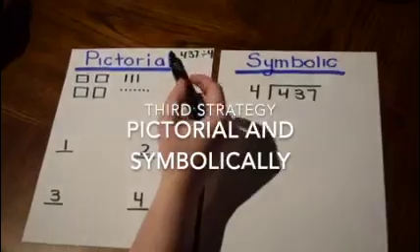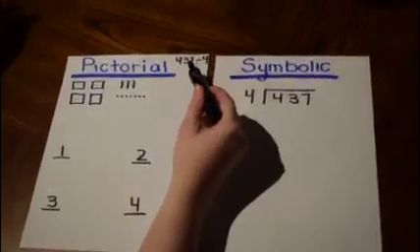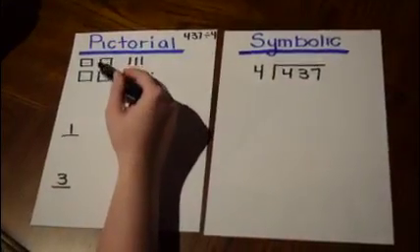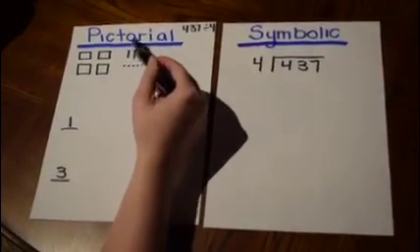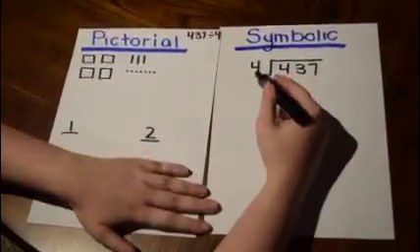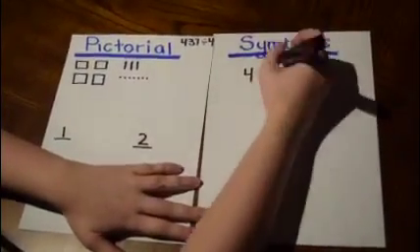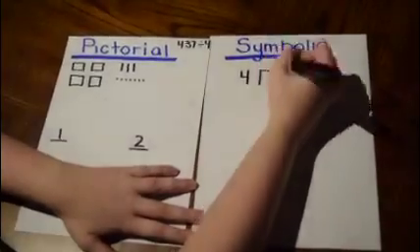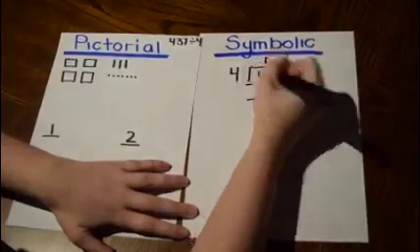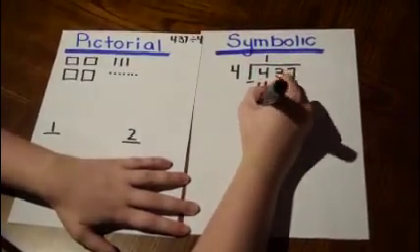So today we're going to solve 437 divided by 4 both pictorially and symbolically. I have 4 hundreds, I have 3 tens, and I have 7 ones. First, I'm going to see how many times 4 goes into 4. 4 goes into 4 one time. So I'll write a 4 down here. 4 subtracted by 4 is 0.